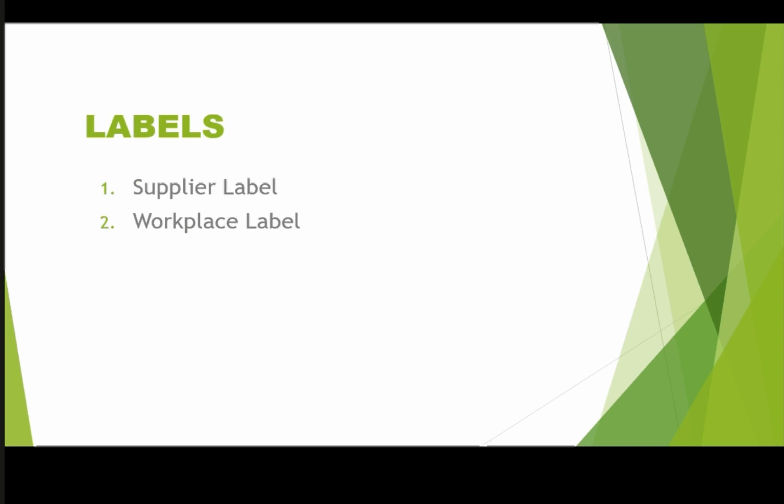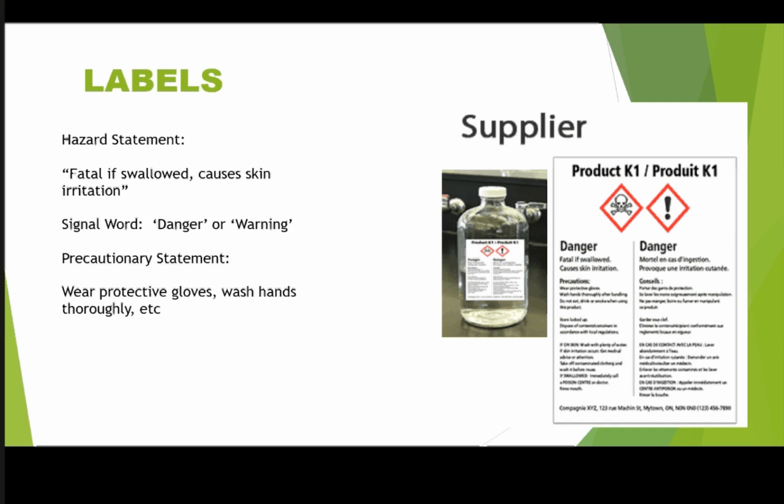Labels. There are two types of labels: supplier labels and workplace labels. A supplier label has got the name of the product, it has got the hazard pictograms, it's got a hazard statement, for example, fatal if swallowed. It's got a signal word, in this case danger. The signal word could also be warning. It's got a precautionary statement, wear protective gloves, or similar.